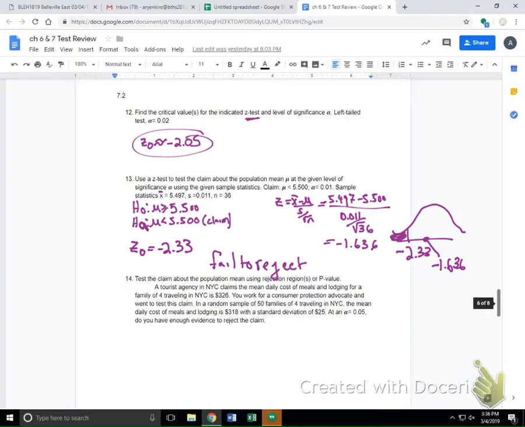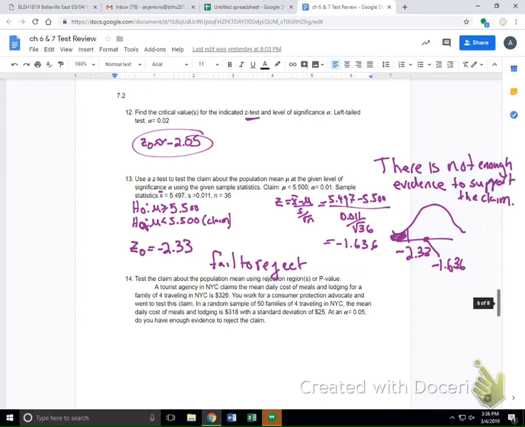And then we had to create the statement. I'm going to write it up here. There is not enough evidence to support the claim. And again, this comes from that chart we had where you know that your claim is your HA, the alternative hypothesis, and then you know that you're failing to reject, and then you select that box.